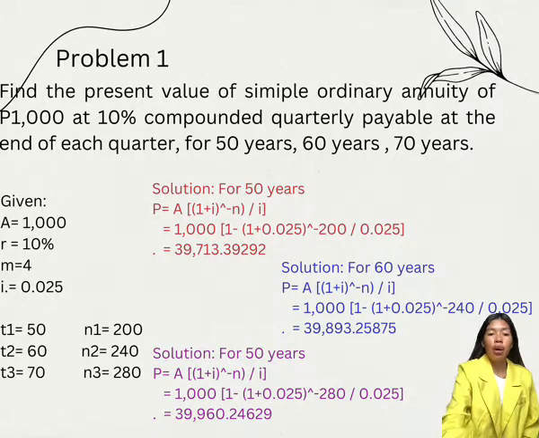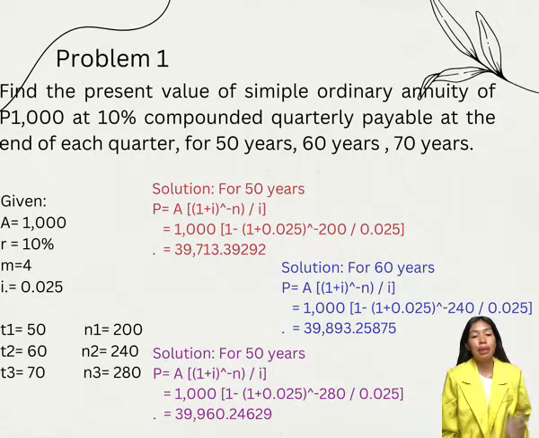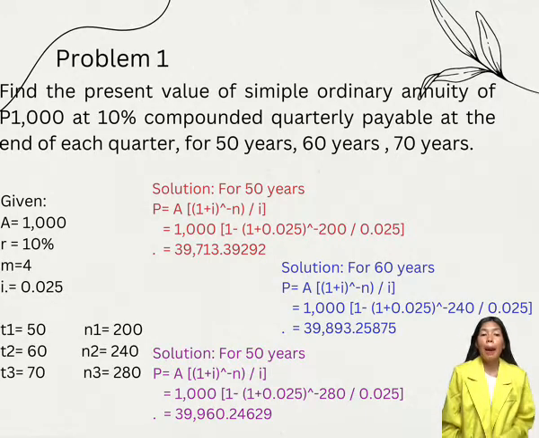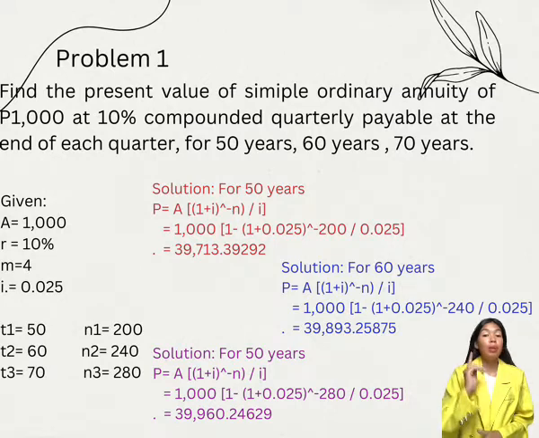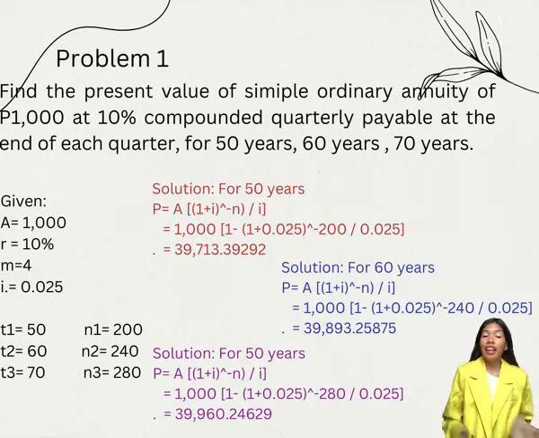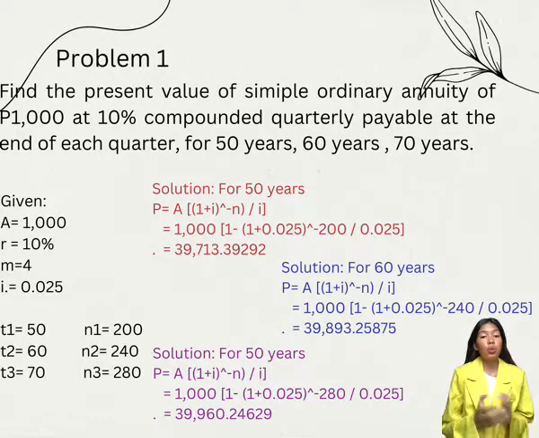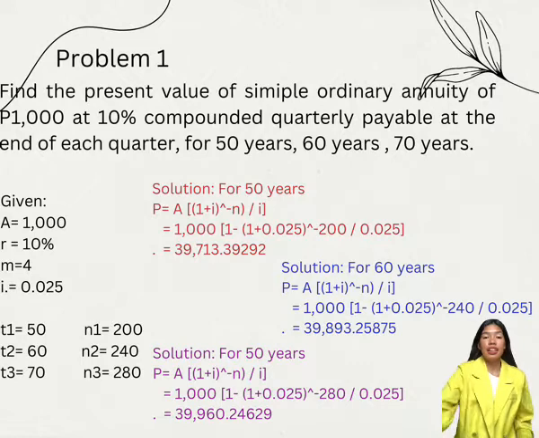Next is for the 60 years. We also have the same formula, P equals A times 1 minus 1 plus I to the power of negative N, over I. Substitute the values. We have 1,000 times 1 minus 1 plus 0.025 to the power of negative 240, over 0.025. So the final answer will be 39,893.25875. So that is for the 60 years.